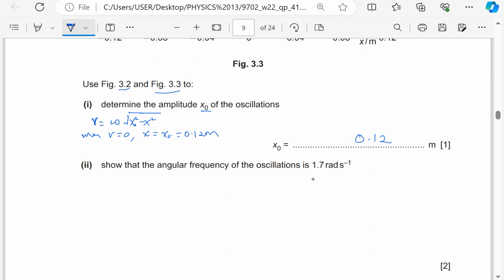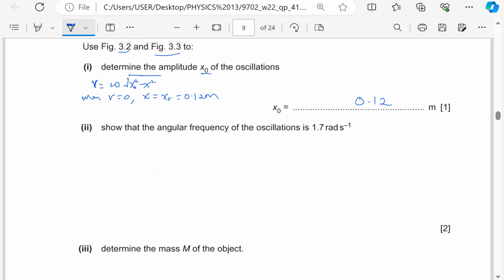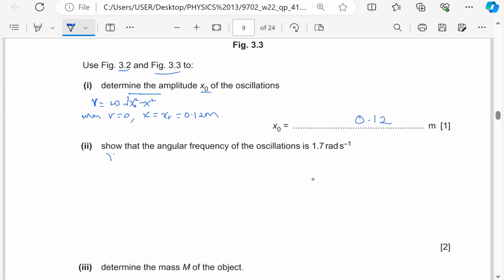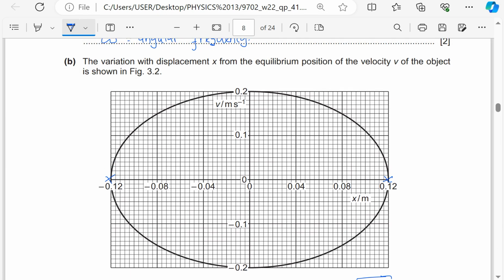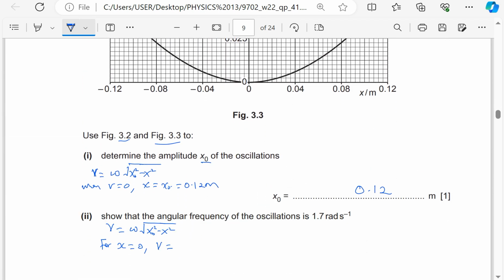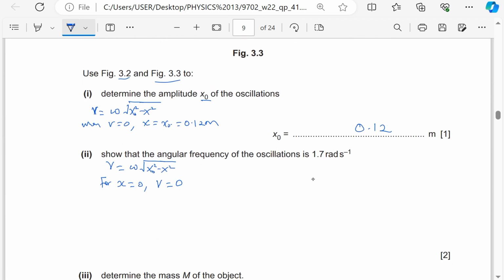Then show that the angular frequency of the oscillation is 1.7. Remember, I'm using v equals omega square root of x naught squared minus x squared. We have already seen that for x equals 0, v equals 0.2 meters per second from the graph. So v is equal to 0.2 meters per second. We already know x naught, so I'll just substitute.